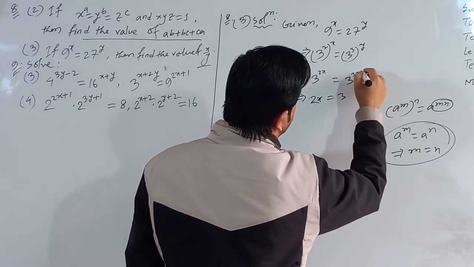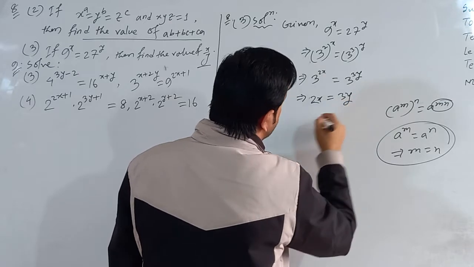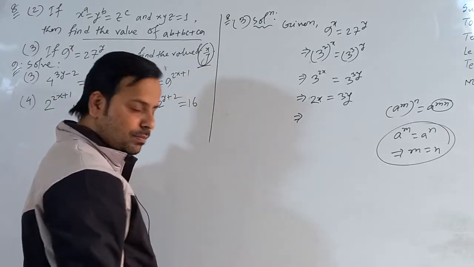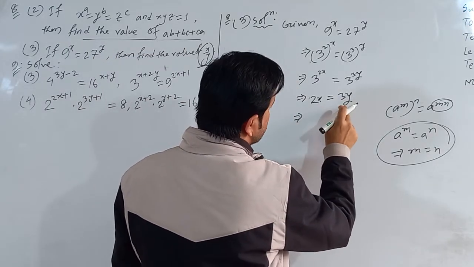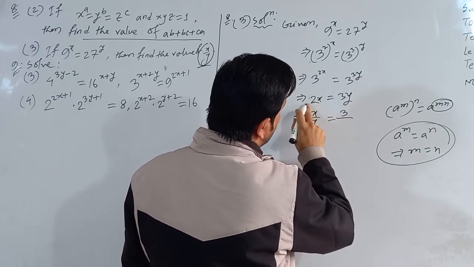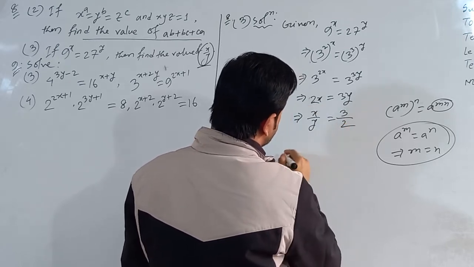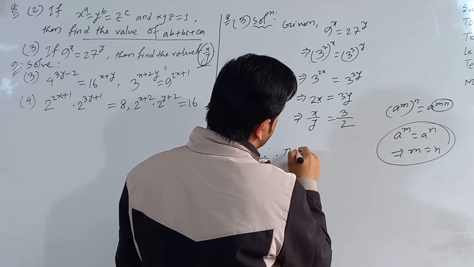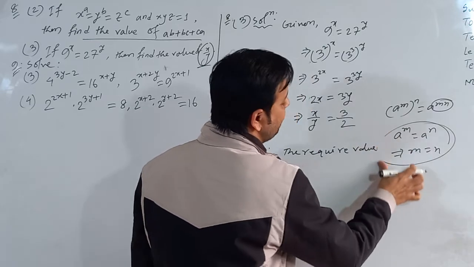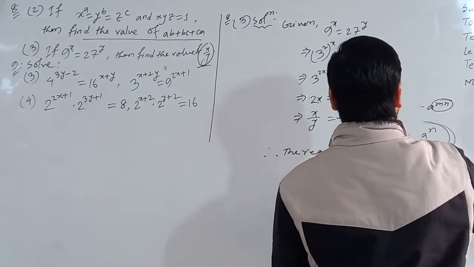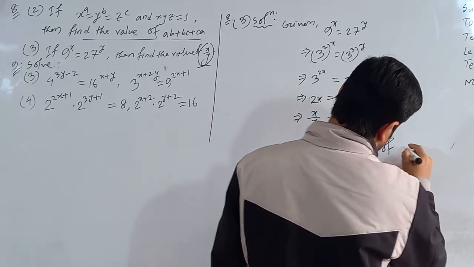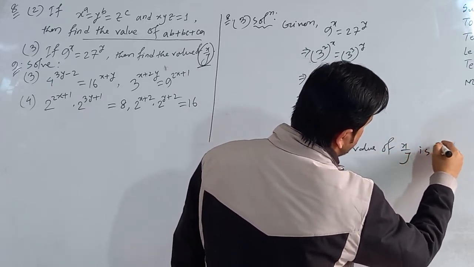Sorry, this is x, this is y. So 2x equal to 3y. We need to determine the value of x by y. As we need to determine the value of x by y, we can take this y to the left side, so this will go to the denominator, and here is 3, and this 2 we can remove from here, we can write here 2. Therefore the required value of x by y is 3 by 2.